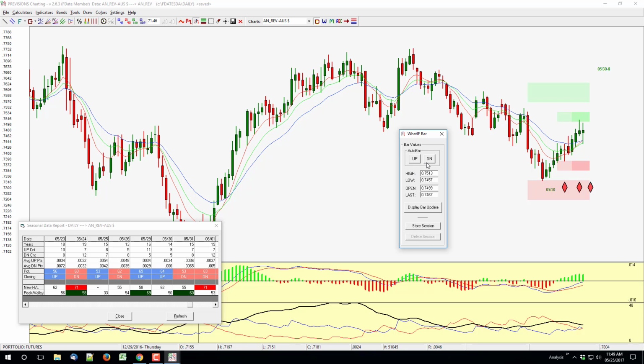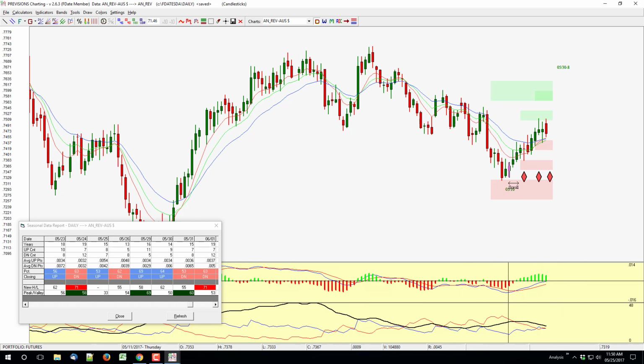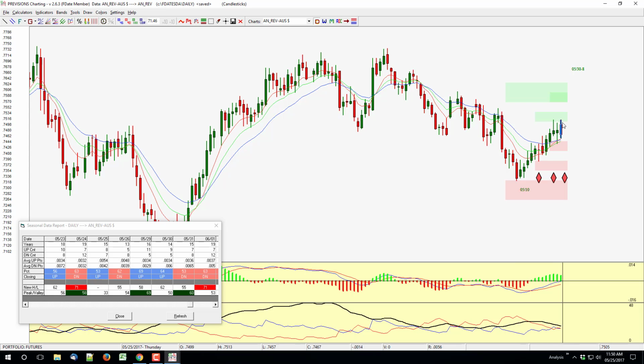It's one thing that I added just to make things convenient for me, and I never will know whether TFC will always be there or if they'll make changes, so use this while it's available. Then you want to click Display Bar Update, and you can see that it put in today's price bar so far because the market hasn't closed yet. And then I'm going to store the session so that I can get out of here, move the chart, go to a different chart and come back, and it will still be here. And that's the important thing about storing.